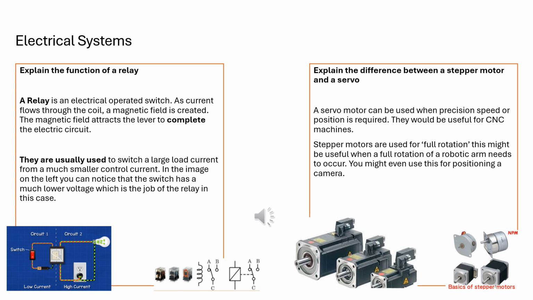Now, the difference between a stepper motor and a servo is that a servo motor can be used when precision, speed, or position is required, and you would use these on CNC machines, big electronic machines. Now, stepper motors are used for full rotation, so one might be used if you've got a robotic arm which needs to move all the way around. You might even use this for positioning of a camera. So these are the key differences between these two motors, and that may help you with your revision.